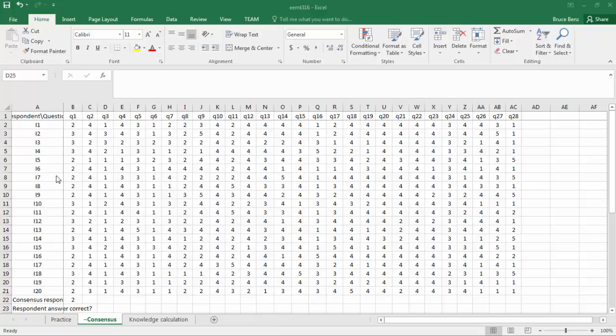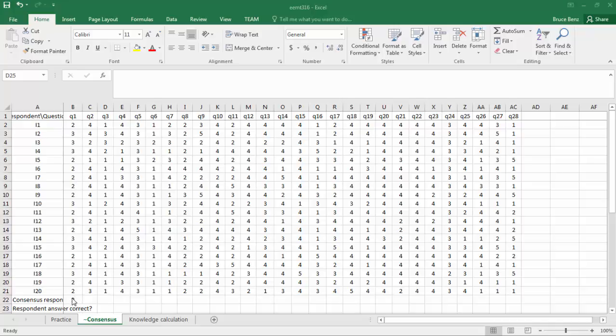So what we have here on the screen is a respondent by question matrix. We have 20 respondents and we have 28 questions. It's a multiple choice question. The options or distractors, if you will, are given numbers 1 through 4. So there are 4 options to every question. As we see in question 1, there is some variability. A number of respondents answer 2, a number say 3. So it looks like there is some difference in answering.